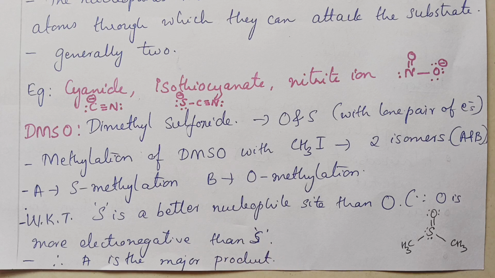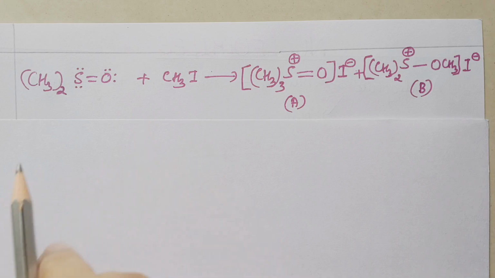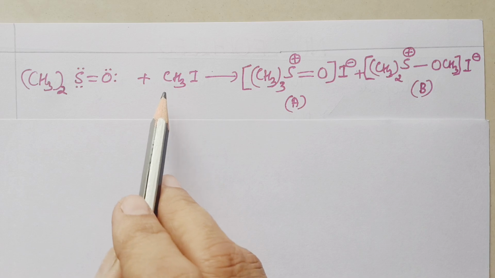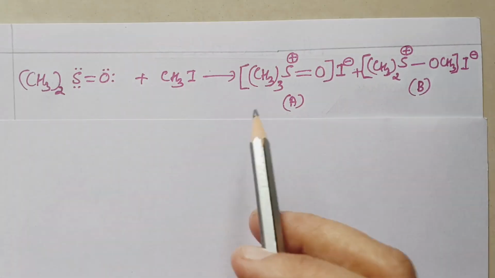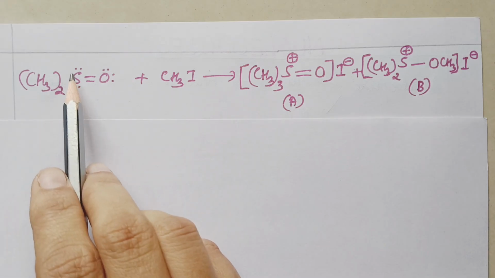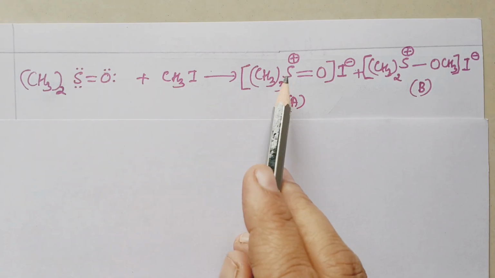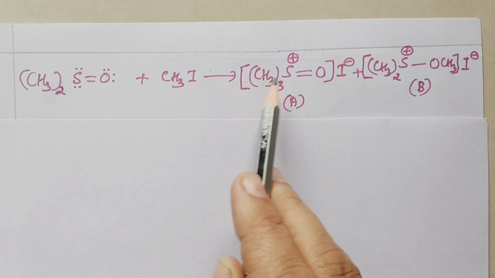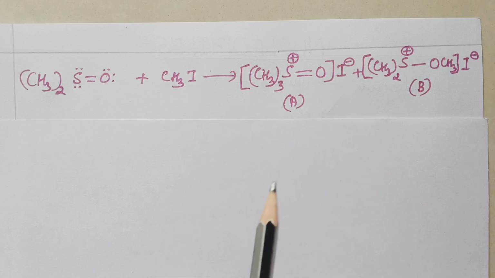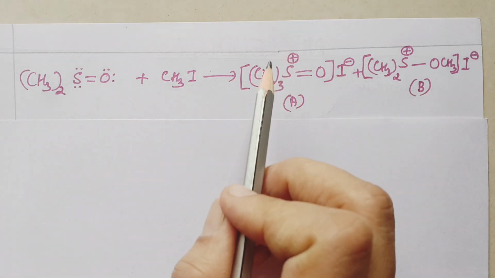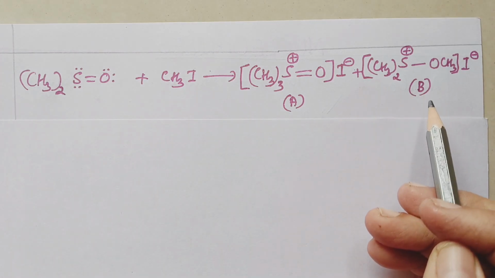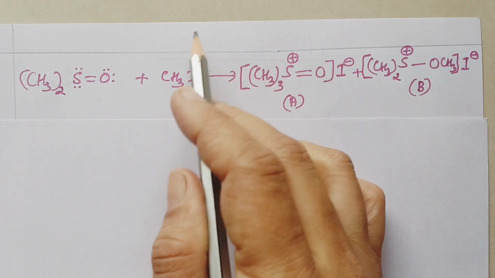We will see the reaction. Here we have dimethyl sulfoxide, CH3 twice S double bond O. When it undergoes methylation with methyl iodide, we will get two products. One is because of S methylation. So sulfur attacks on methyl group. So we get methyl group, third methyl group attached to sulfur. CH3 thrice S plus double bond O, which is stabilized by iodide ion. Since sulfur is donating electron to methyl group, S becomes plus here. Plus one more product is possible, that is oxygen attacking the methyl group.